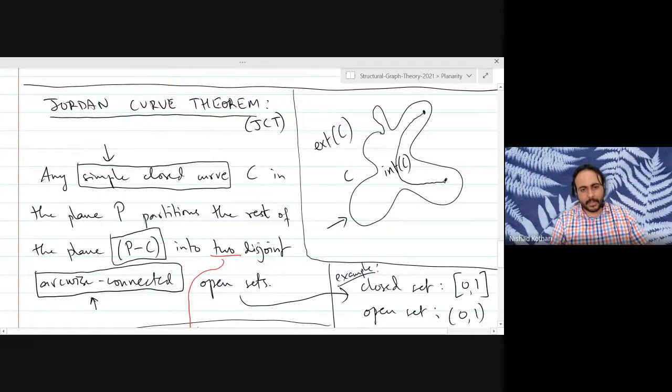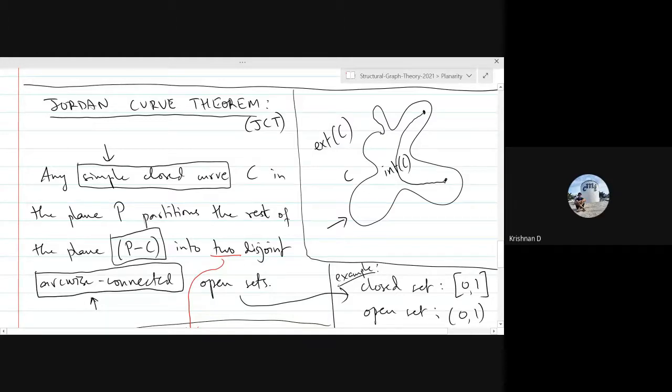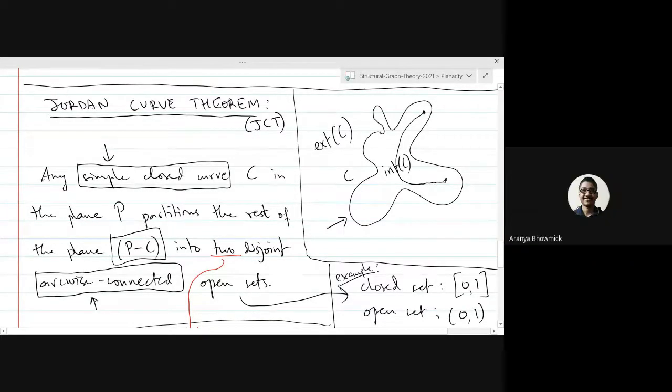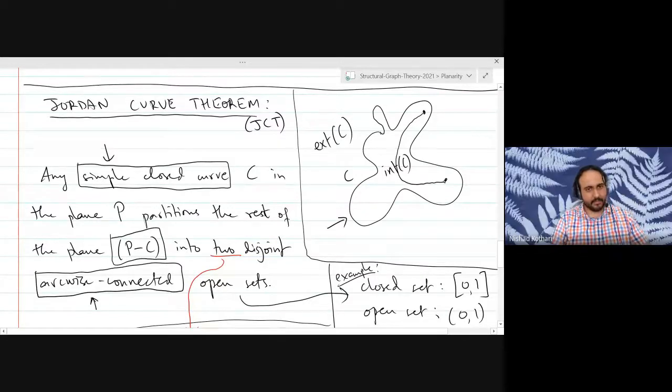How many of you have seen a proof of the Jordan Curve Theorem? Sir, I think we saw one in complex analysis, but I'm not too sure. Okay. Anyone else who has seen a proof of the Jordan Curve Theorem?